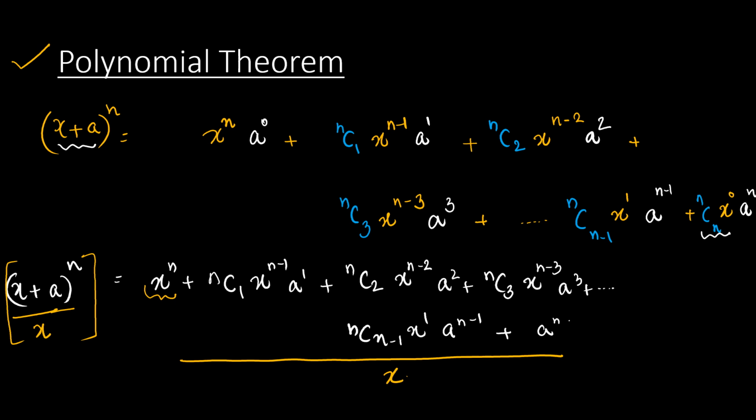And the second term also we have x raised to n minus 1. When it is divided by x, it is also completely divisible. Here again there is an x. When it is divided by x, this is also completely divisible. The next term also is completely divisible. Here again x divided by x, it is also completely divisible.